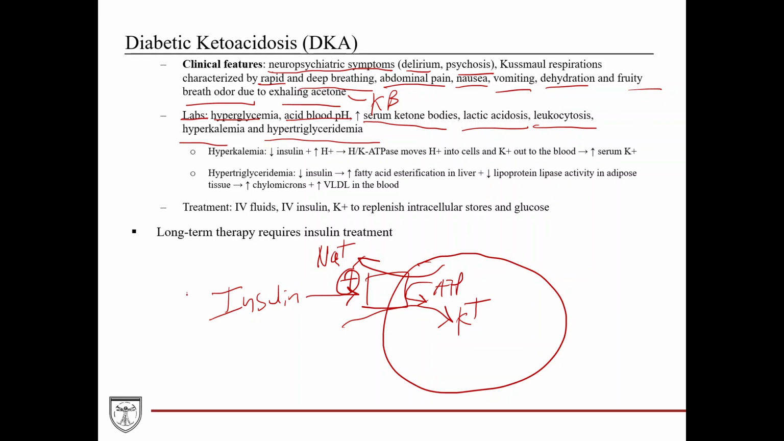They don't have insulin, so they're going to have low levels of insulin. They're not going to have as much stimulation of the sodium-potassium pump, so that's one cause of them having high levels of potassium, because they're not moving as much potassium into the cell via the sodium-potassium pump.